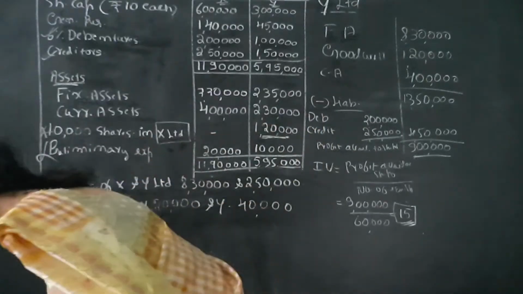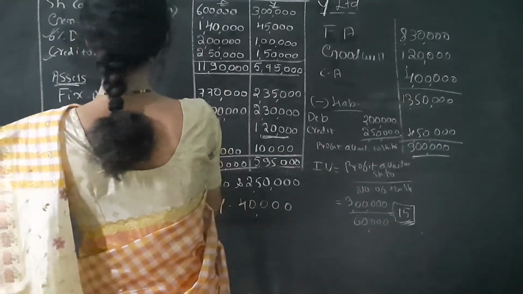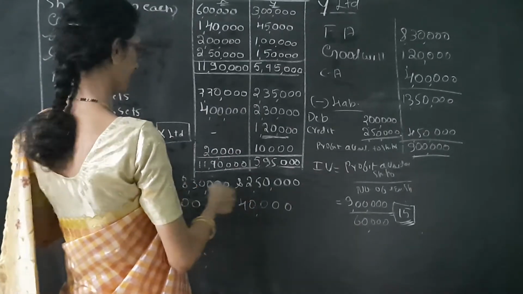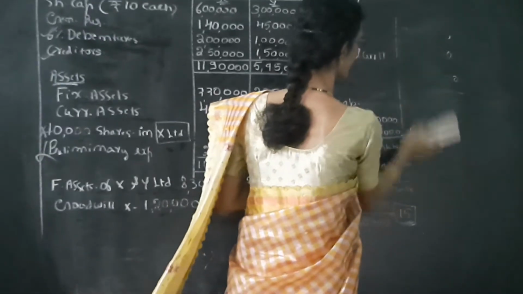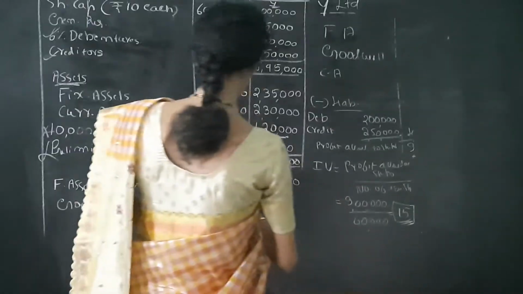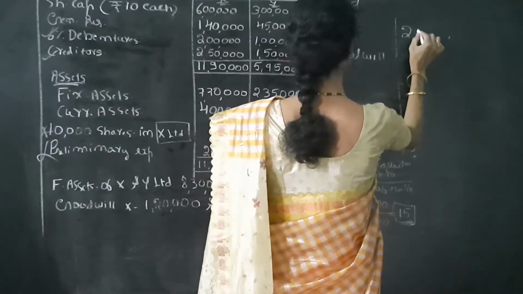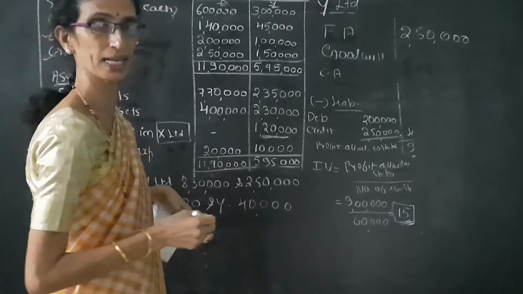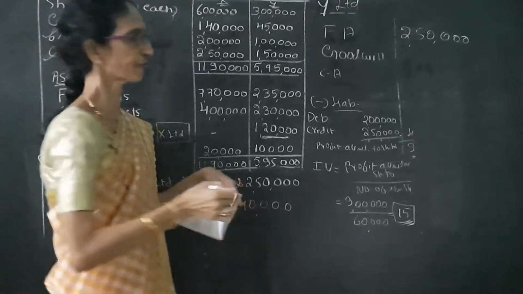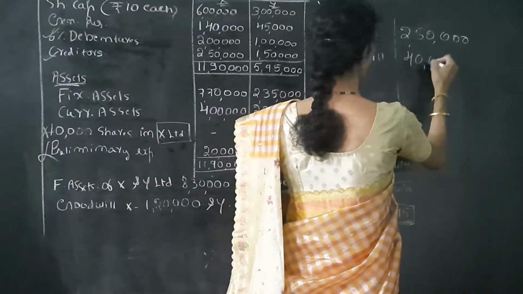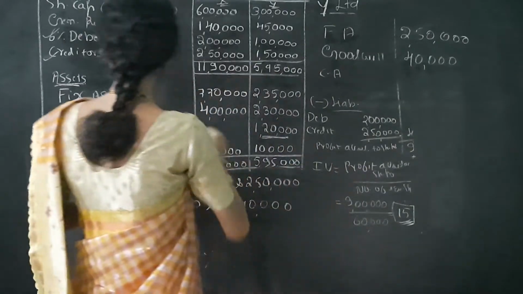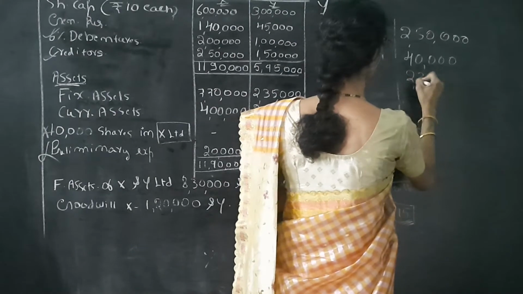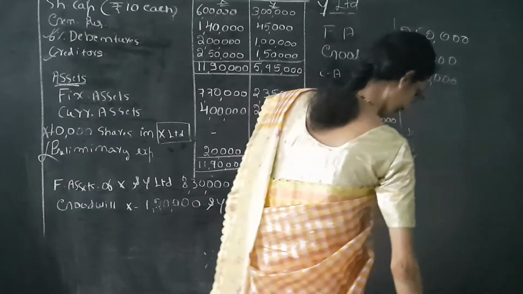So fixed asset, see the second column, fixed asset is given in the adjustment. Fixed asset of Y Limited is 2,50,000. Then goodwill is given, X Limited 1,20,000 and Y Limited 40,000. So Y Limited it is 40,000. Then see the current asset, second column, 2,30,000.